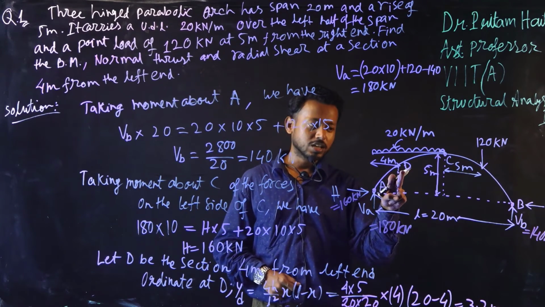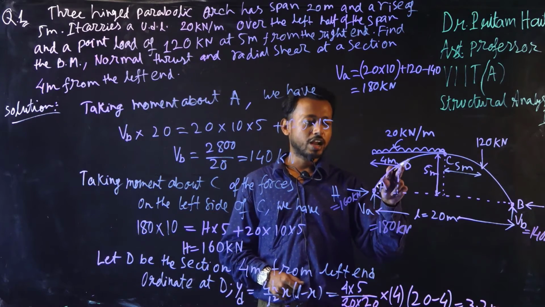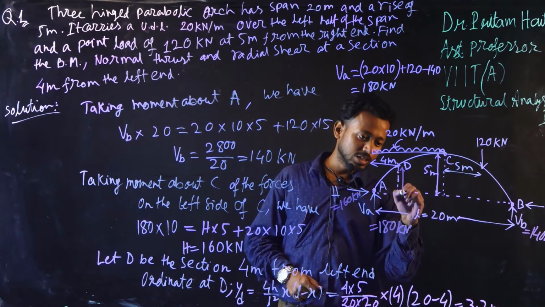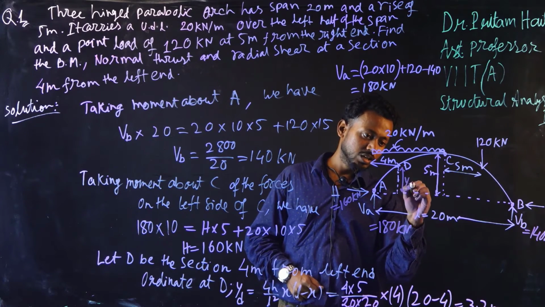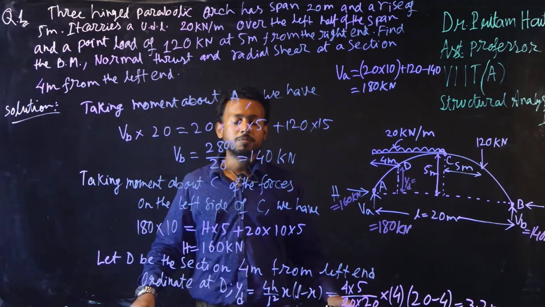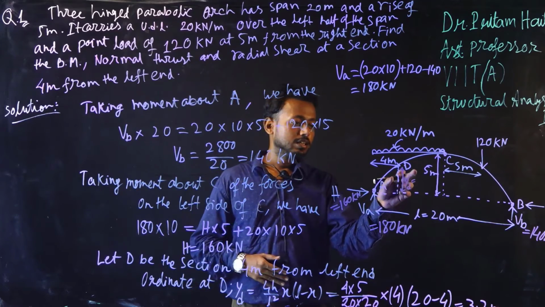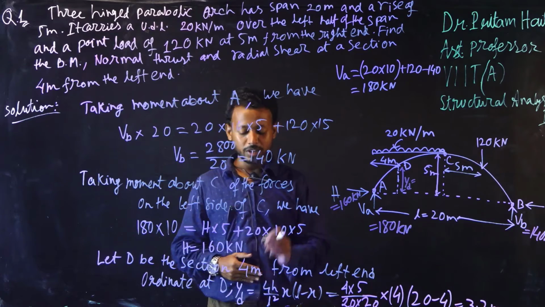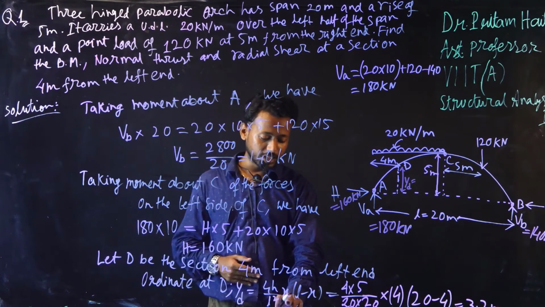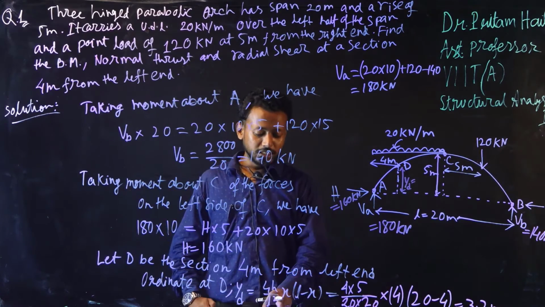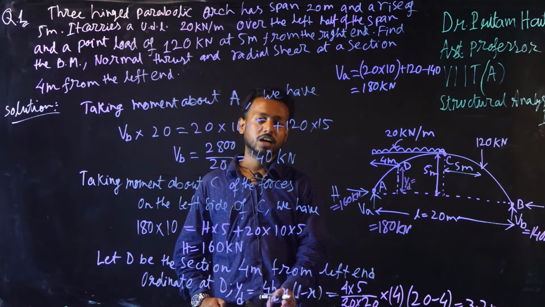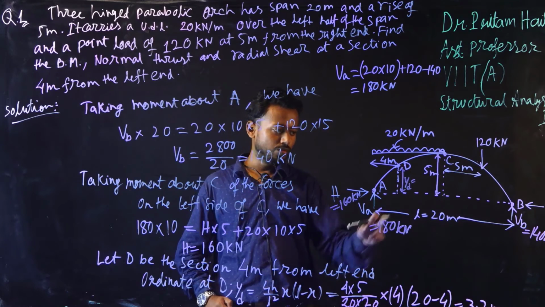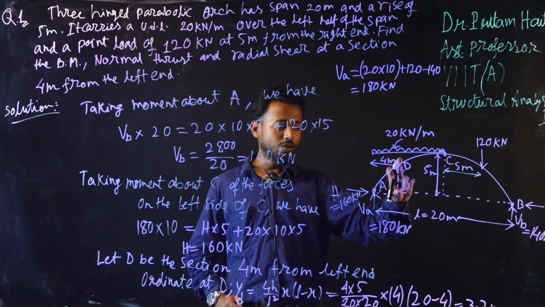Now I will find out the ordinate at section D, because I have to calculate the bending moment, normal thrust and radial shear at point D. At any cross section, the vertical ordinate will be YD equals 4h by L square x into L minus x. This expression we have derived in the theory class, so we will use this formula to find the vertical coordinate at point D.